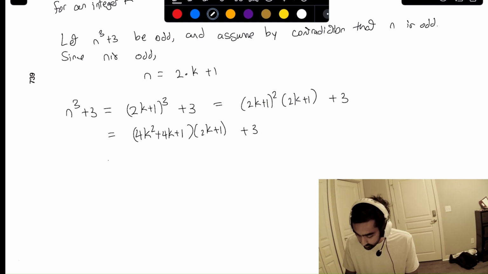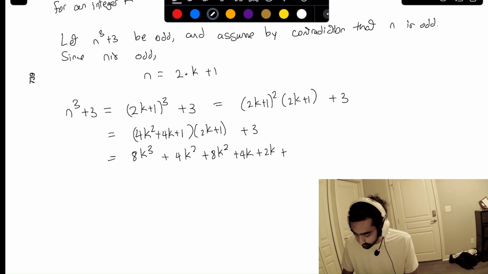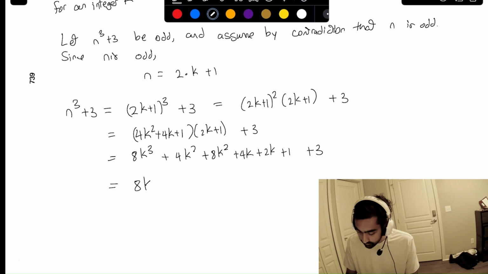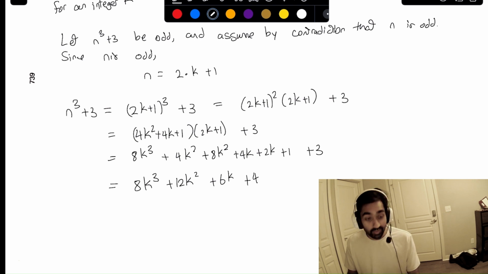And now if I multiply these two brackets, 8k cubed plus 4k squared plus 8k squared plus 4k plus 2k plus 1, and then plus 3. And if I group the like terms, 8k cubed plus 12k squared plus 6k plus 4. It's a complicated expression, but we don't need to do much more.